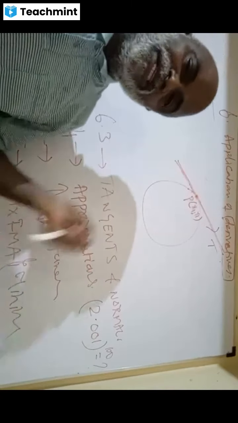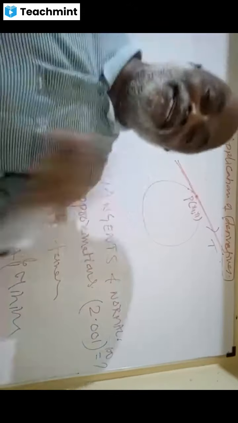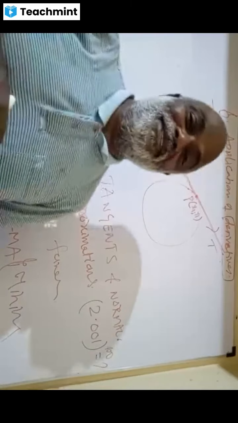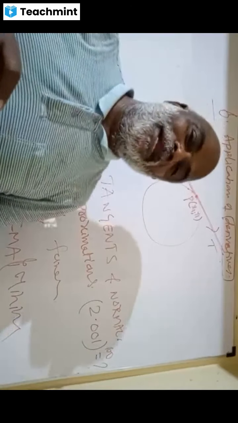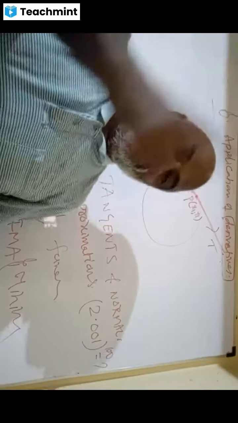So I can find out the slope of the curve at that point by drawing a tangent. Why should I draw a tangent? To know the direction at that point. You have studied this in physics, right? Rotatory motion, circular motion.